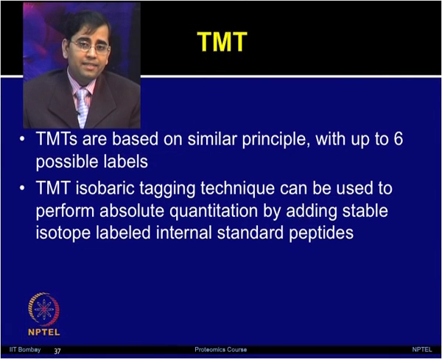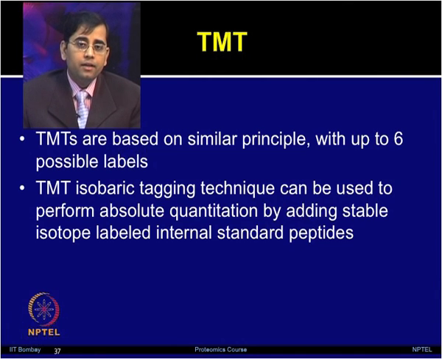So, these tandem mass tags are based on a similar principle to iTRAQ. Here the possibility for multiplexing is up to 6 possible labels. The TMT isobaric tagging technique can be used to perform absolute quantification by adding stable isotope labeled internal standard peptides. It can be done by comparing the peptides from a target protein to a known amount of labeled standard peptide spiked into a sample.